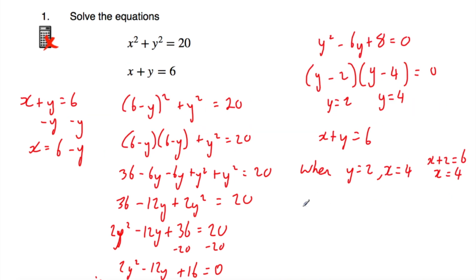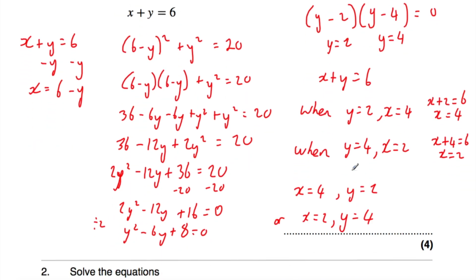So that's one of our solutions. And then we've got when y is equal to 4, our other solution, we're going to substitute that into here. So we'd have x plus 4 is equal to 6. And then if we take away 4 and take away 4, we get that x is equal to 2. So whenever y is equal to 4, x is equal to 2. So there are solutions, that whenever y is equal to 2, x is equal to 4, and whenever y is equal to 4, x is equal to 2.